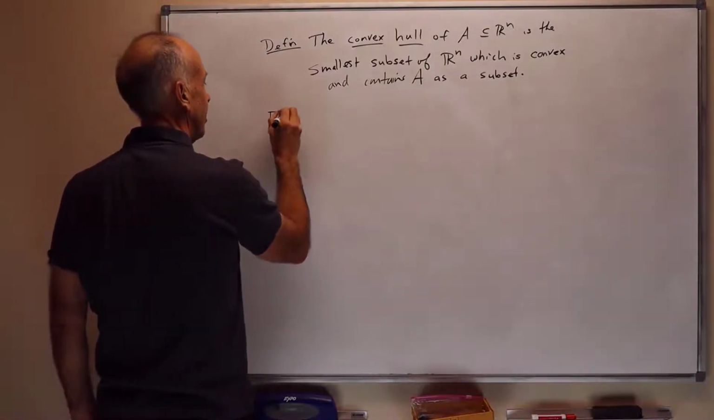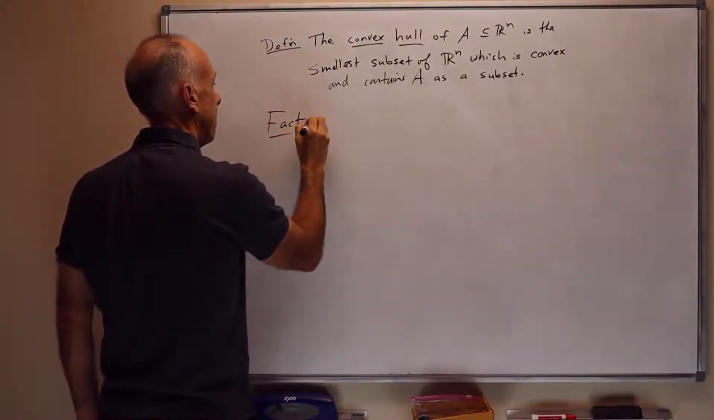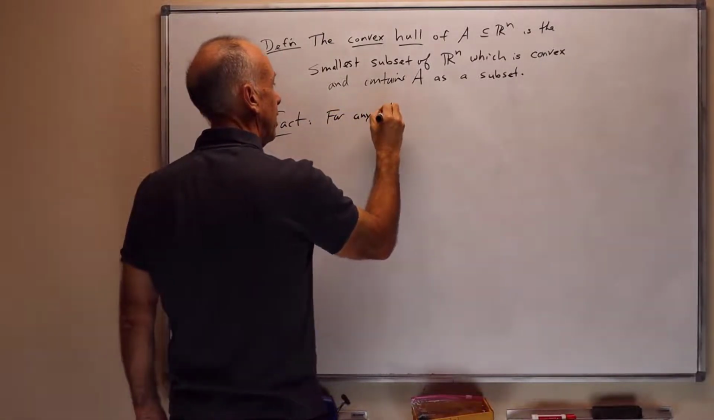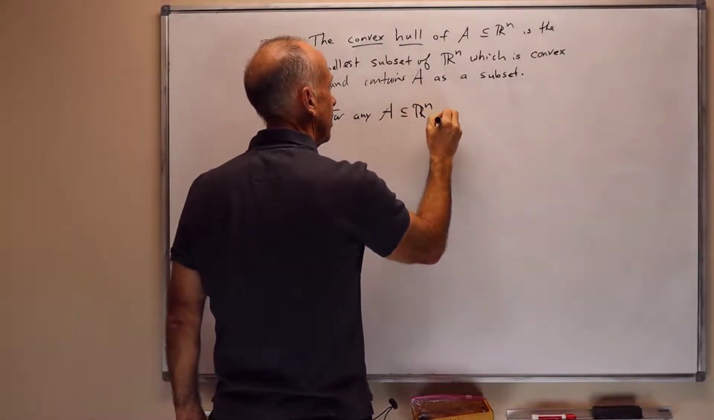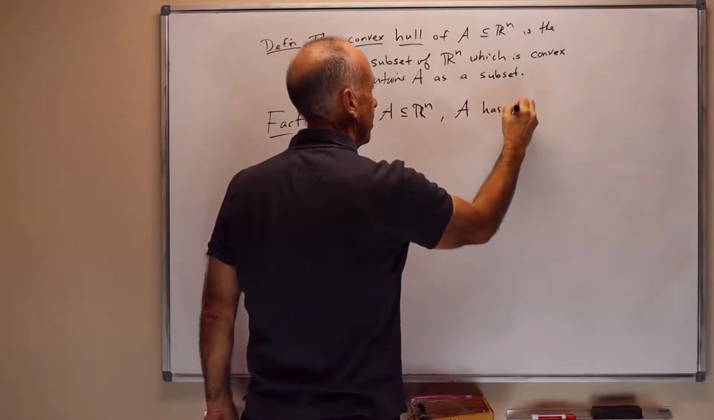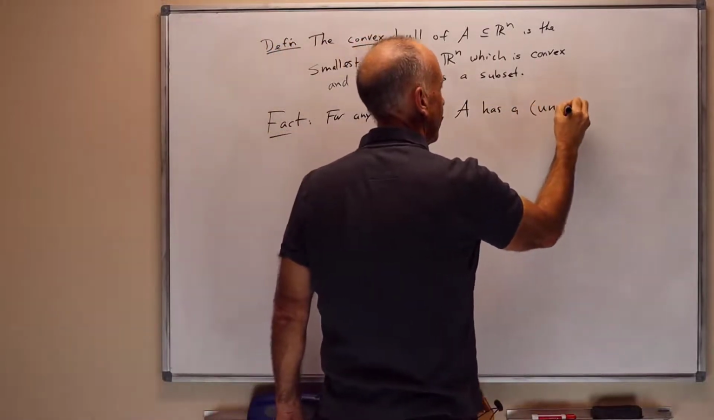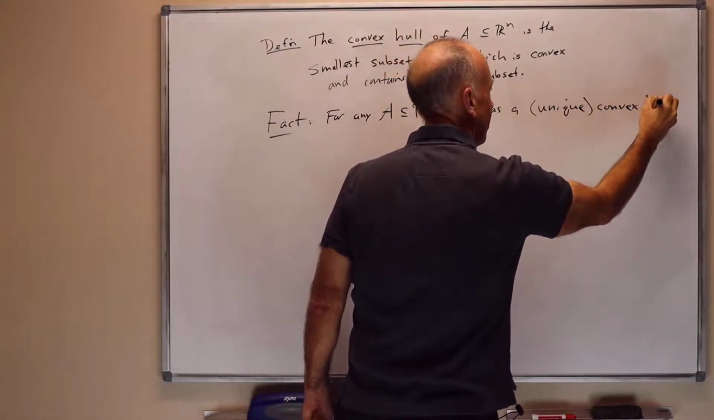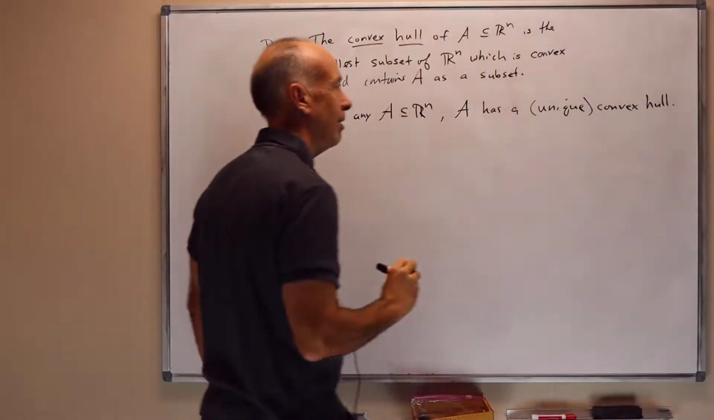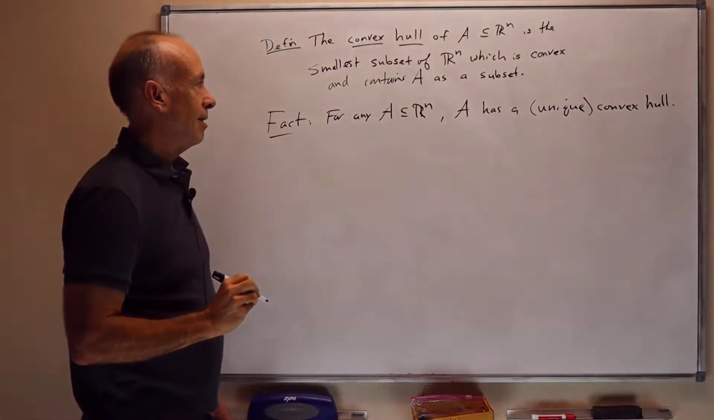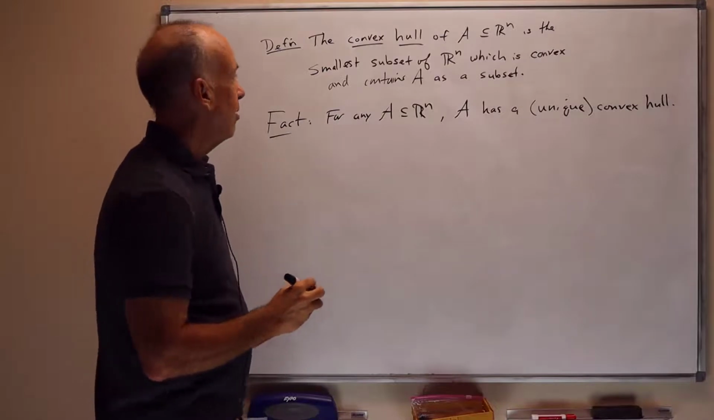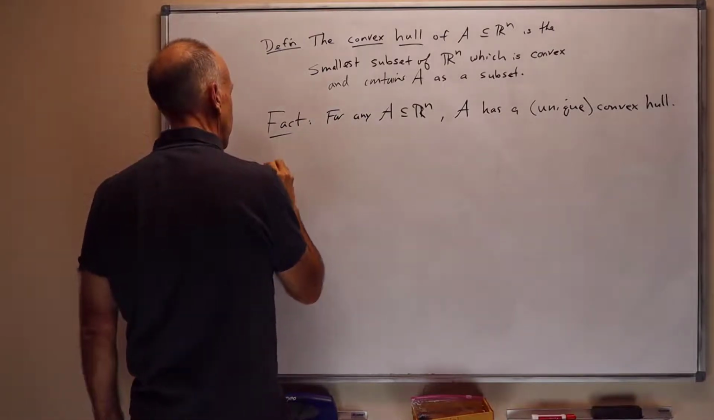So the fact here, as I just outlined, is that for any A subset of Rn, A has a unique convex hull. And it's again unique by the method of proof I just gave. If you had two convex hulls, their intersection would also be a convex set containing A. We can also characterize this as follows.